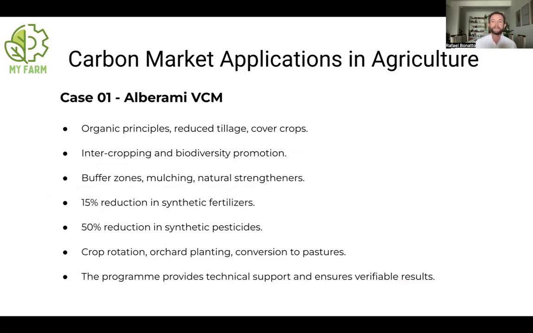What they do more regarding regenerative agriculture, they push the system on crop rotation, orchard planting, and conversion to pastures, okay? And the program provides technical support and ensures verifiable results. Remember, on the previous slide, I mentioned that Alberami charges a fee per year, exactly to cover the very last bullet point you can see. The program provides technical support. So with these annual fees, they can pay the technicians to go to the field and support the farmer on achieving the results.